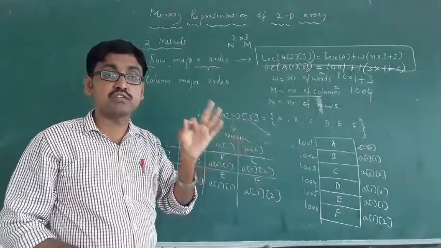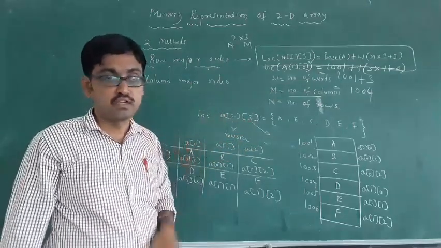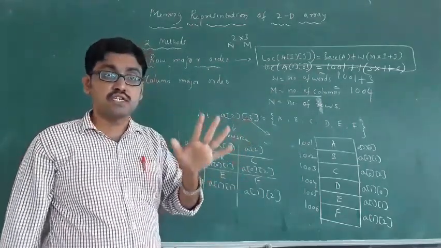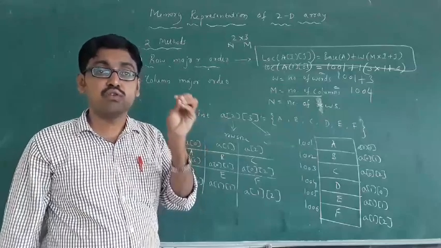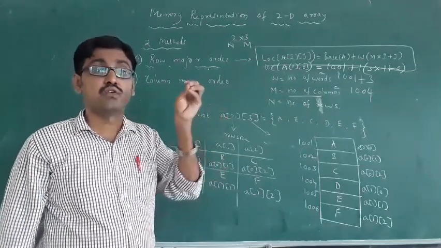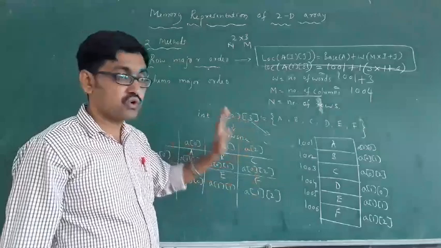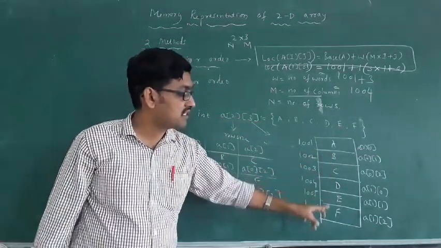2 into 3, how much? 6 elements you can store in this. How many elements? 2 into 3 means 6 values. You can store 6 characters here. Then I want to store a b c d e f.